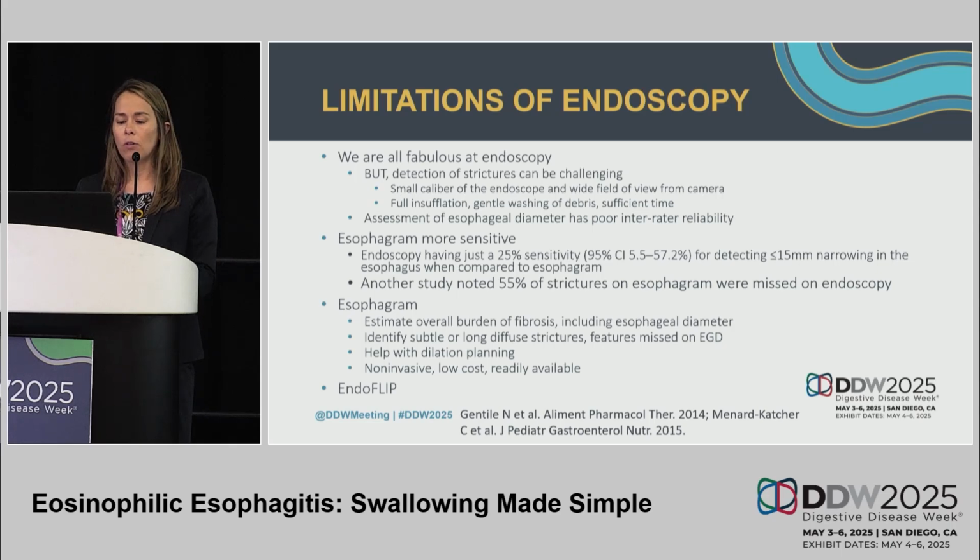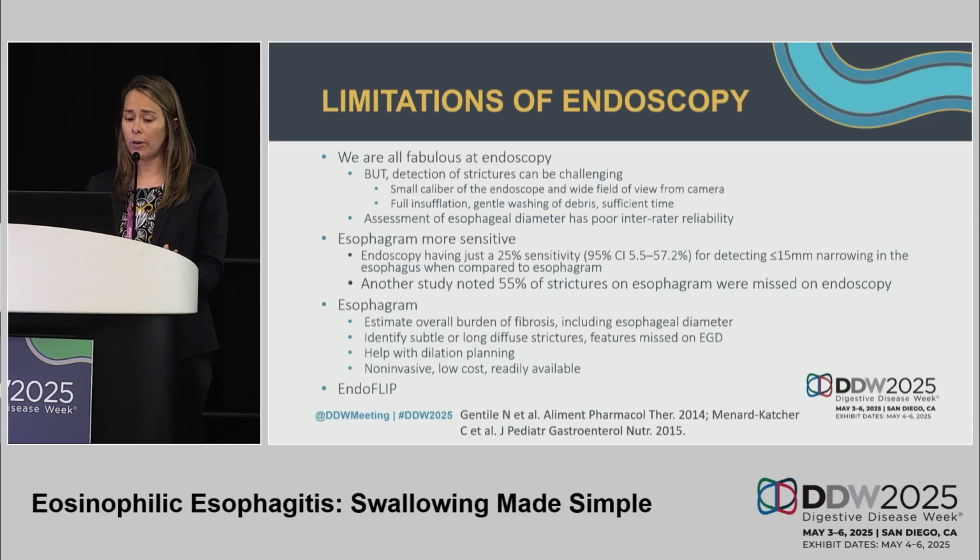So it can estimate your overall burden of fibrosis, including esophageal diameter. It can identify subtle or long diffuse strictures or even features that have been missed on EGD, and it can also help with your dilation planning. And it's non-invasive, relatively low cost, and available at most centers.